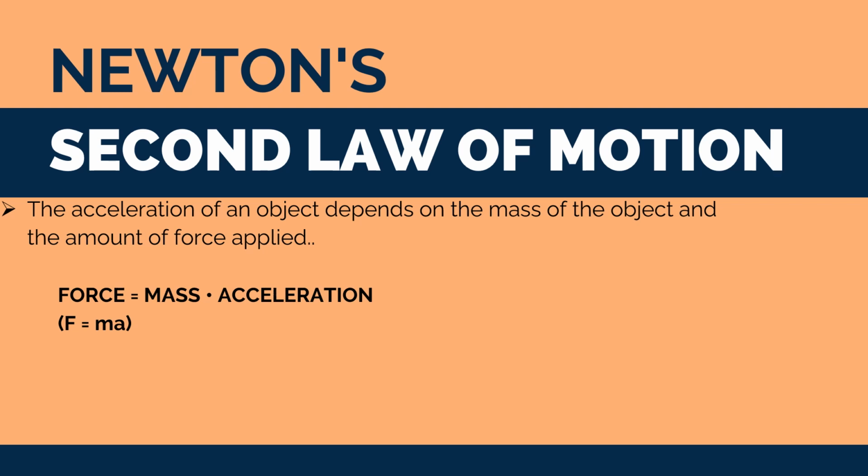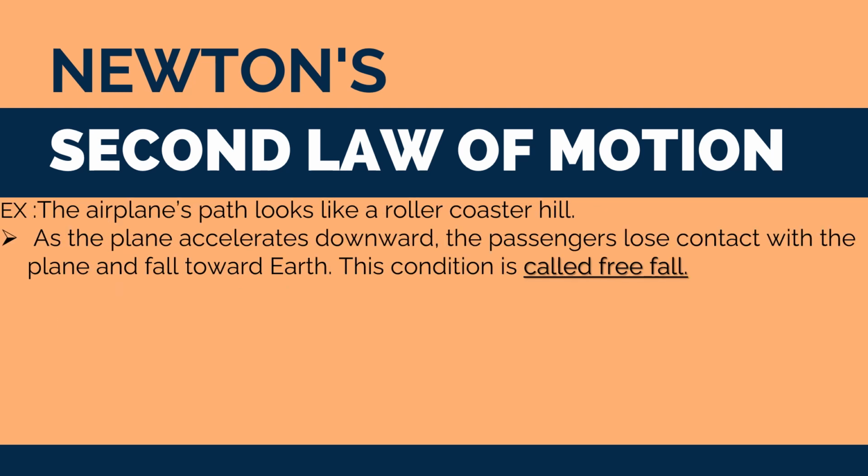Newton's second law means that the acceleration depends on the mass and the amount of force. So force equals m multiplied by a, mass multiplied by acceleration. The airplane looks like a roller coaster here. As the plane accelerates downward, the passengers lose contact with the plane and fall toward the earth. This condition is called free fall.